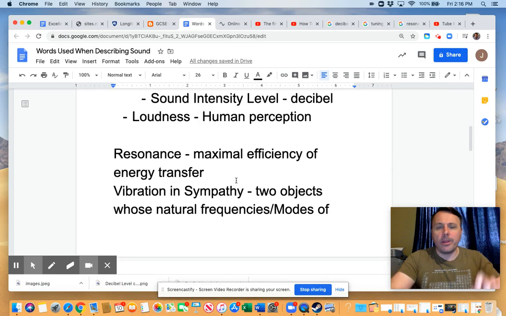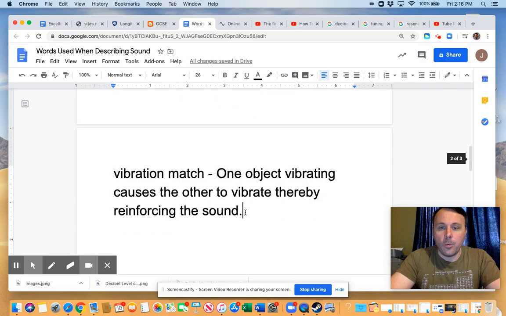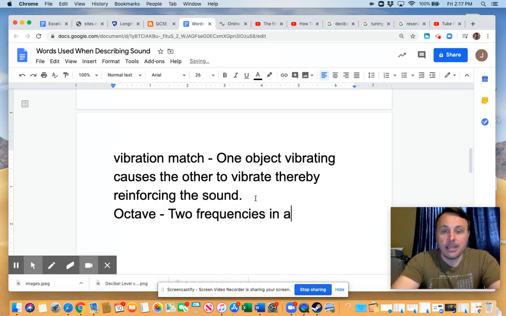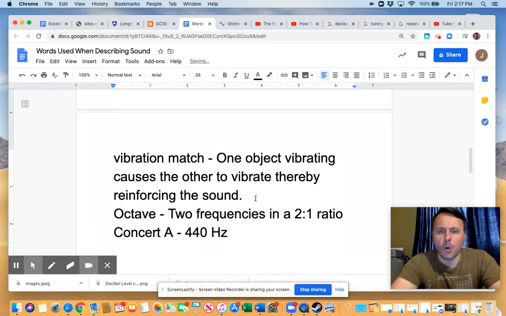A couple more that I want to talk about, and then we will call it a day here. I want to talk about the concept of an octave. So an octave is two frequencies in a 2-to-1 ratio. That's all they are. So for those of you who like music, you may know concert A as a note, 440 hertz. This is when you hear orchestras warming up. This is the note that they're playing, right? So 440 hertz.